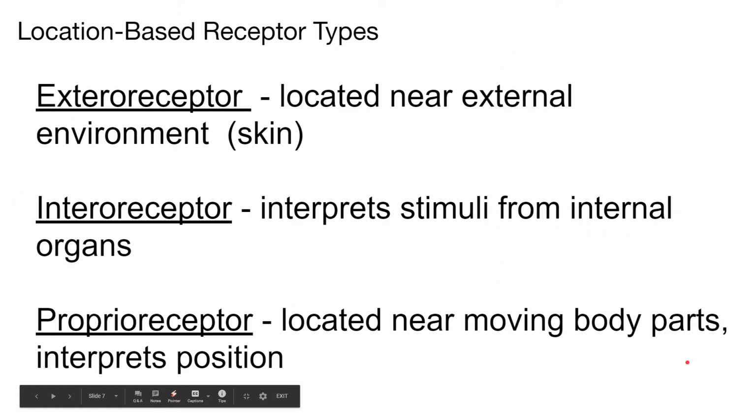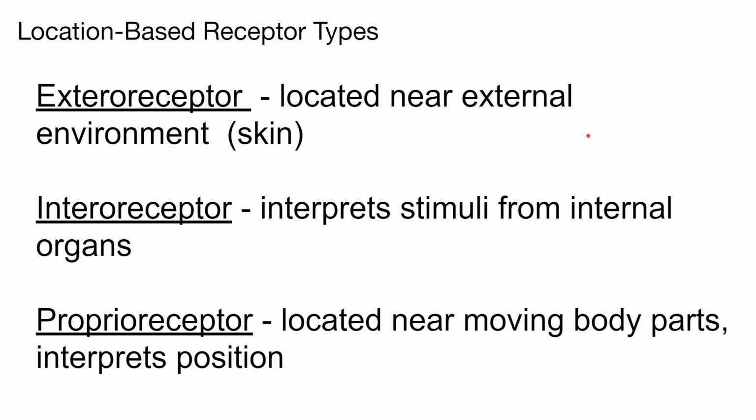You have location-based receptor types. You have exteroreceptors located near the external environment or on your skin. You have interoreceptors, which interpret stimuli from internal organs, so your heart, your lungs, your kidneys, your bladder, things like that. And then proprioceptors, located near moving body parts, and these interpret position.